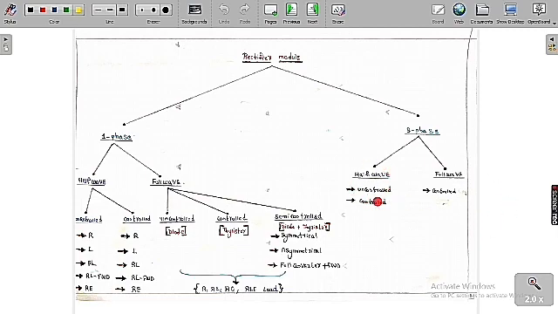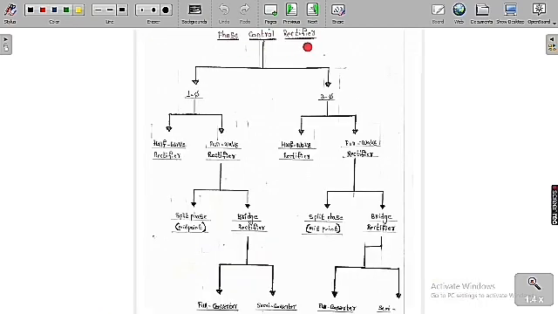For half wave, we are going to study the uncontrolled and controlled, whereas for full wave, we are going to only study the controlled. Each and everything we are going to study in a detailed manner in this rectifier module. So let's get started. Now, phase control rectifier.